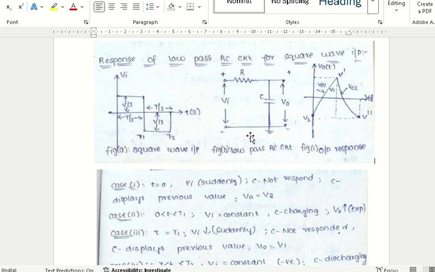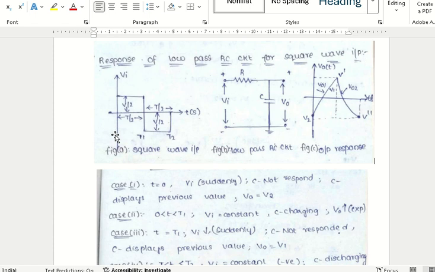Good morning, everyone. Today we are going to discuss the response of a low pass RC circuit for a square wave input signal. This is the square wave input signal we are going to apply to the low pass RC circuit, and this is the corresponding response produced by the circuit. Now it is observed that there are changes in the input signal at different times.